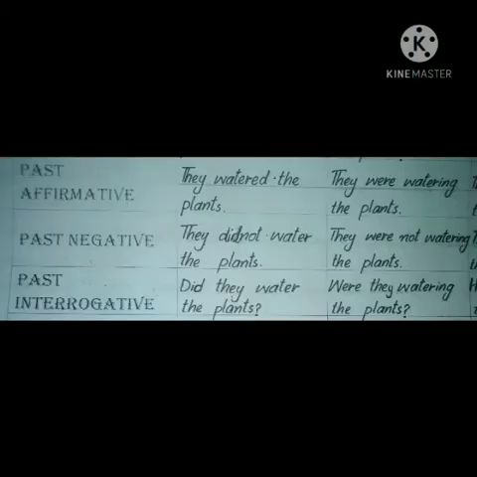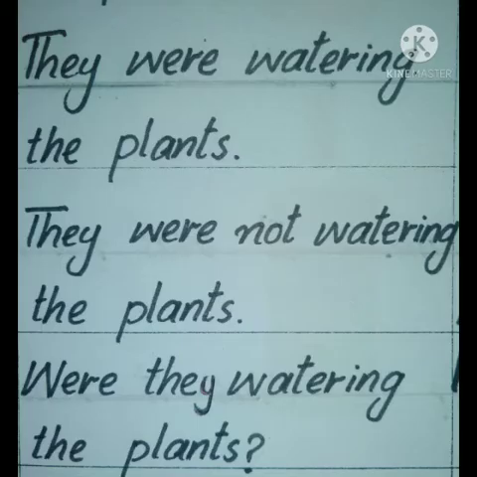Next is past continuous tense. So the structure of past continuous tense is subject and then helping verb was or were, verb ing form and then object. We use helping verb were with they. So the sentence will be subject, that is they. Helping verb were, they were. Verb ing form, that is watering, object, the plants. They were watering the plants.